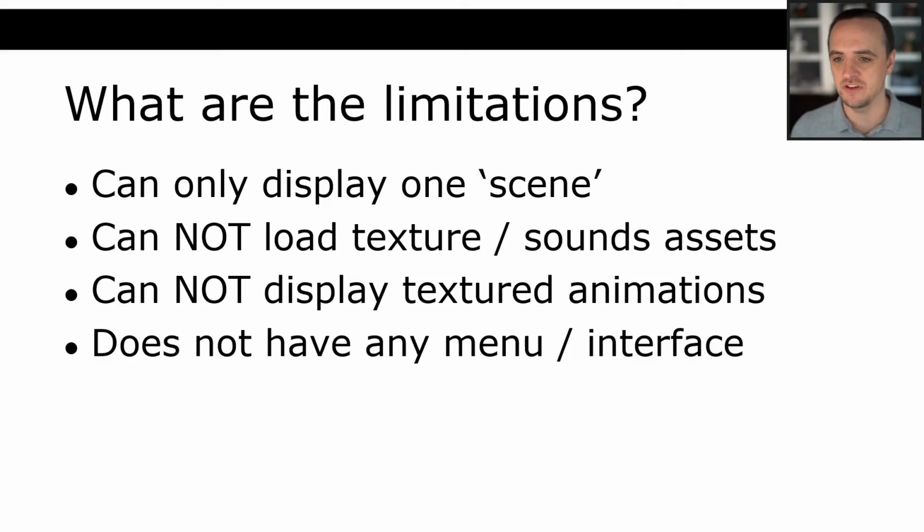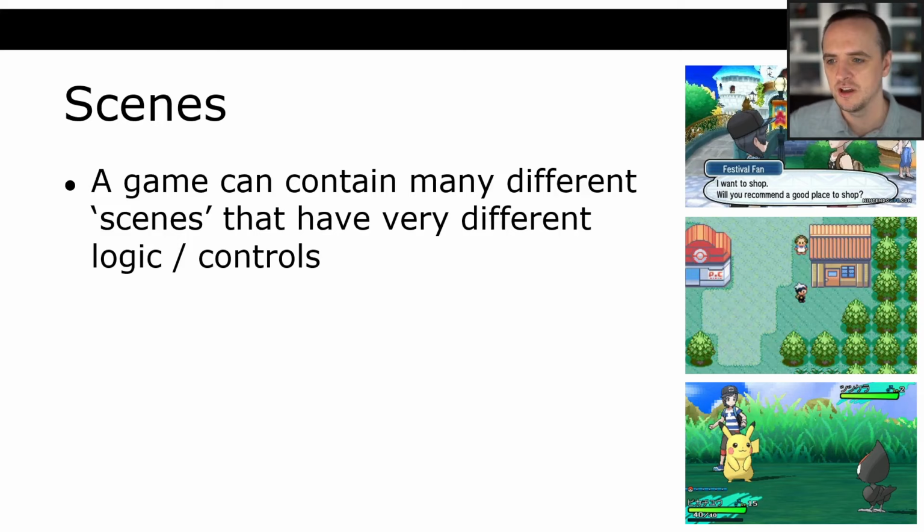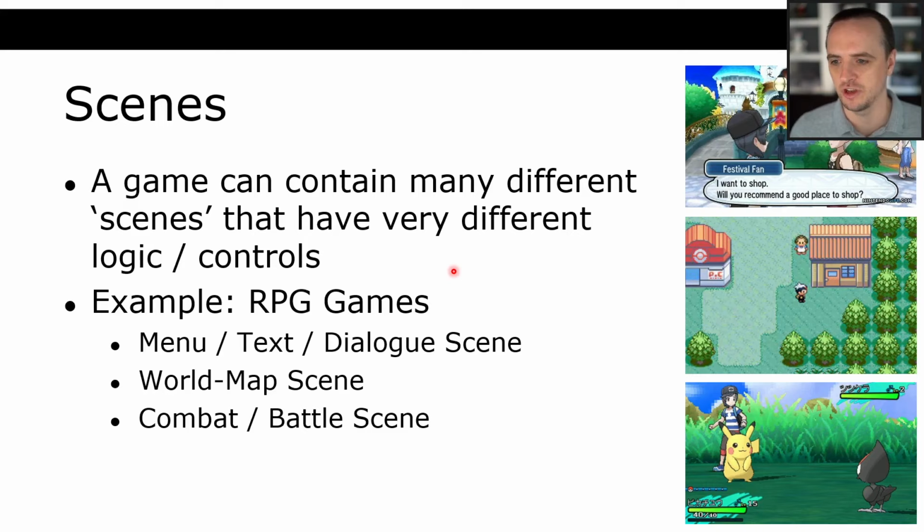So again, what is a scene? I think this is probably the third time this course that I've explained what a scene is. A game can contain many different scenes that have different logic or controls. So for example, in RPG games like Pokemon over here, or Final Fantasy, any of those type of games, we may have different scenes that are completely different. We may have a menu or a dialogue scene up here where we're talking to some NPC. And in that scene, my up and down may be just selecting options from a menu, for example. Like you can say hello or you can say go to hell, something like that.